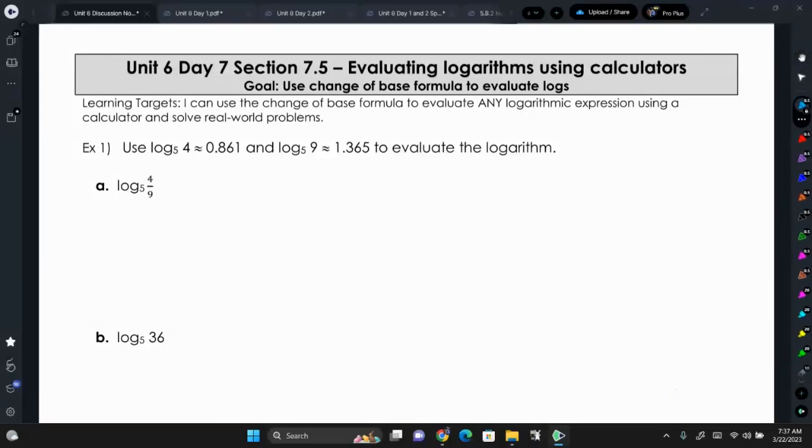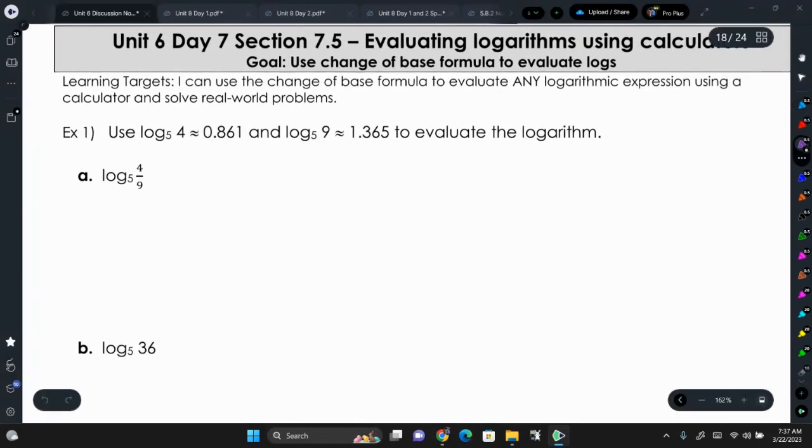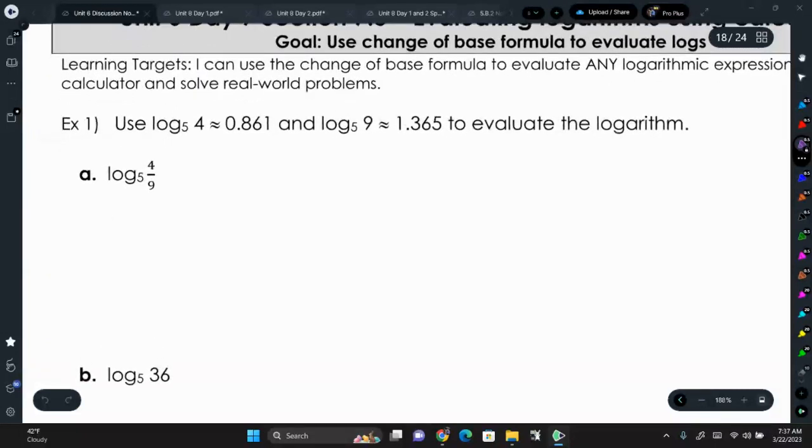Today we're going to talk about how you can evaluate logarithms using calculators. There's three different ways we're going to do this, and we're going to go from the most specific to the most general. So the first way is if you are given the value of two logs, then you can use those two logs to evaluate certain other logarithms.